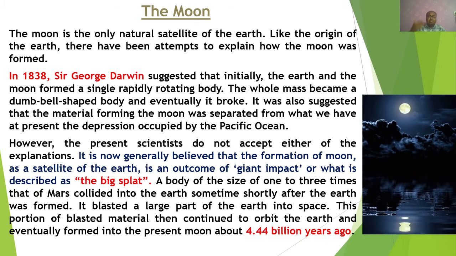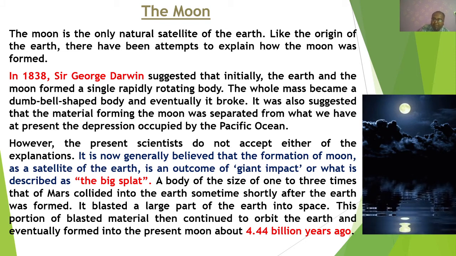It was also suggested that the material forming the Moon was separated from what we have at present, the depression occupied by the Pacific Ocean. So if you see the 3D image of the Pacific Ocean, you can see easily that there is a huge gap or a crater in Earth near the Pacific Ocean. So many scientists used to believe that in the Pacific Ocean, a comet or a semi-solid object hit, and from there all the materials just sparked out from the Earth. However, the present scientists do not accept either explanation.